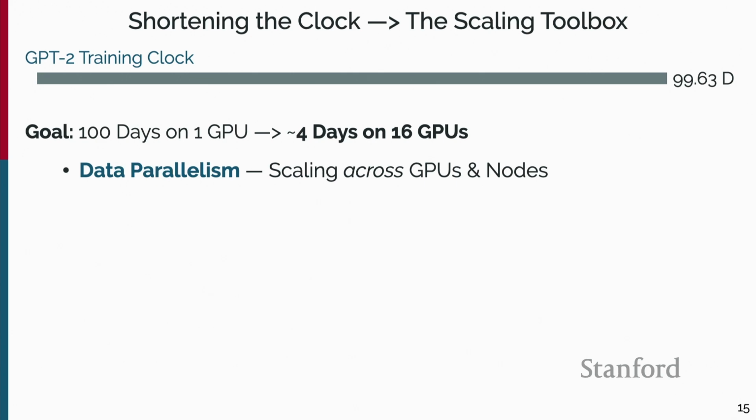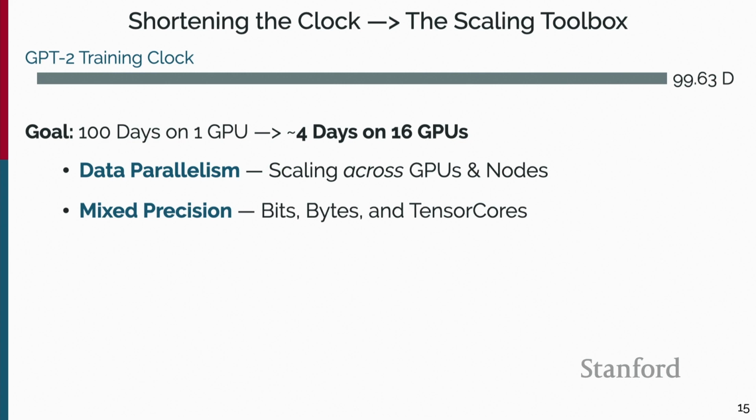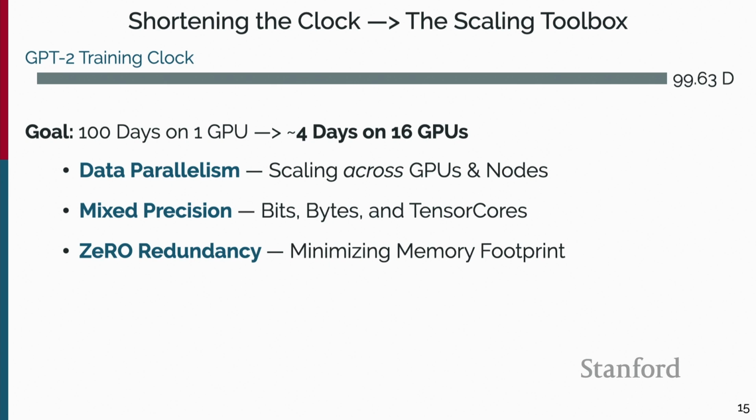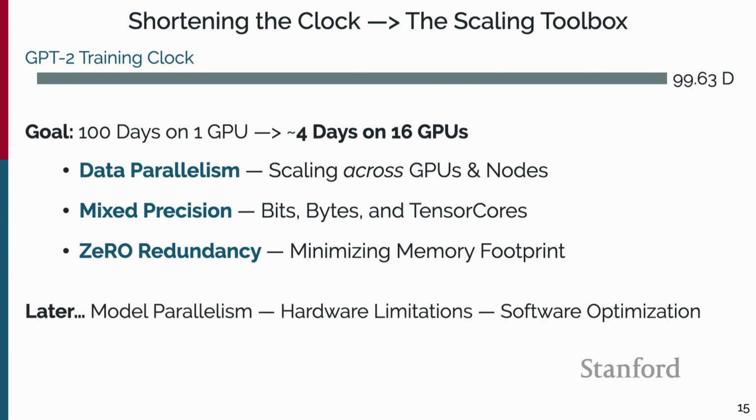So the scaling toolbox we ended up looking at was data parallelism. You can think about this as literally just divide and conquer. How do I parallelize work across all of these GPUs instead of one? Mixed precision training, and we're going to talk a little bit about what that means. And then this interesting idea called zero redundancy, which is about minimizing the memory footprint of training. And then later on, as you want to scale up to hundreds of billions of parameters on 256, 512, 1024, 2048 GPUs, there are things that come in handy like model parallelism. There are things to consider like hardware and software limitations.